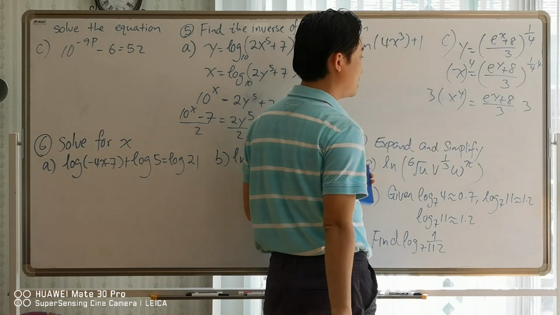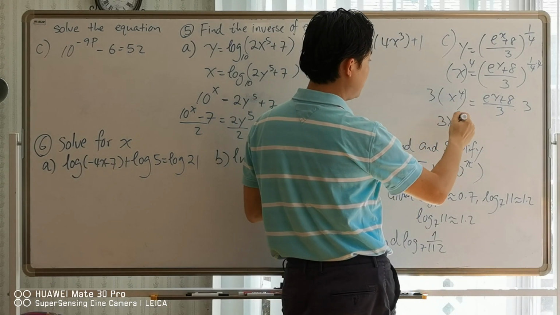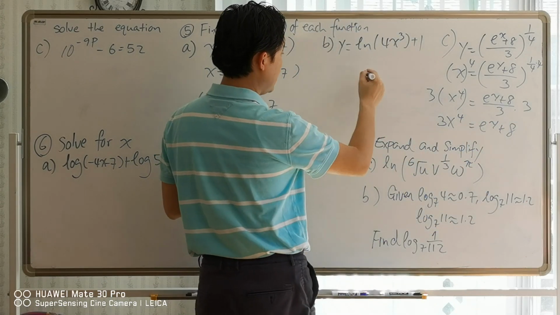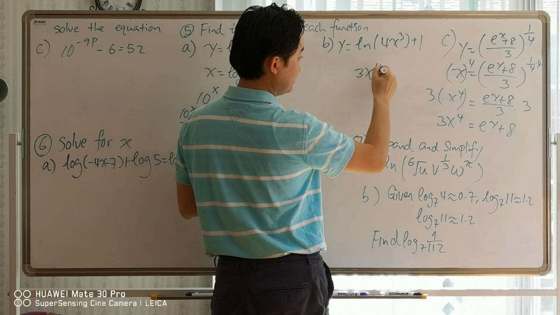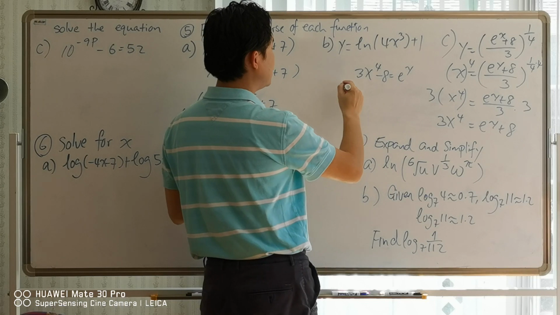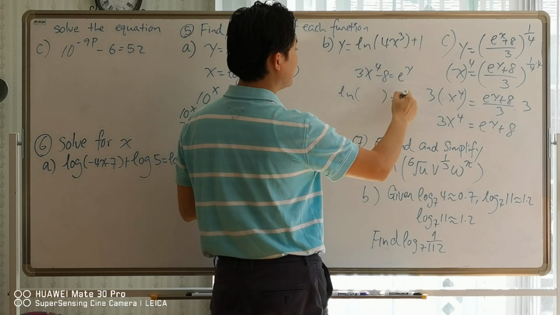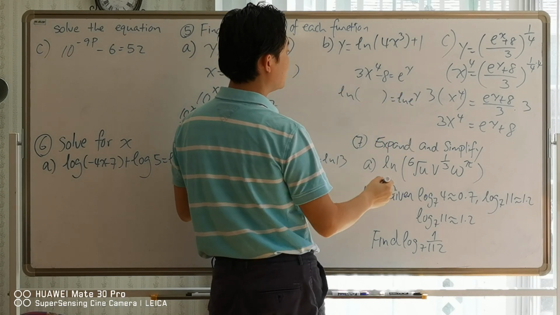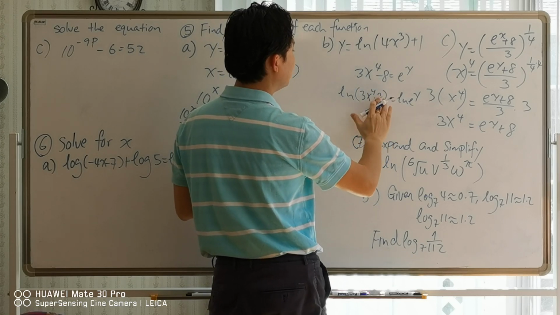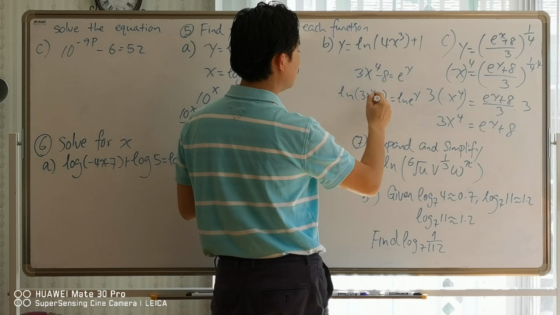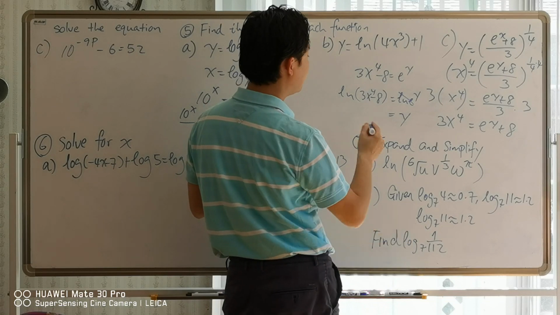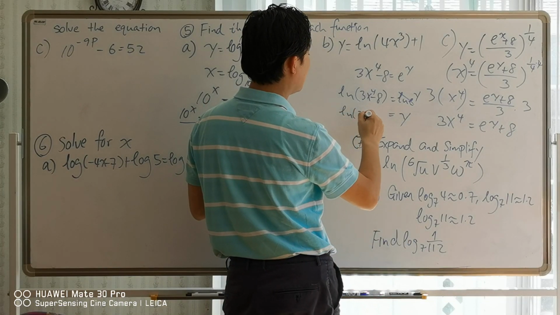Okay, so here at the 3. So now we do have 3x to the power 4, so that equals e to the power y plus 8. And then subtract 8 on both sides. And now from here, take the natural log of both sides, because you want to get rid of that e. So we do have y equals natural log of 3x to the power 4 minus 8.